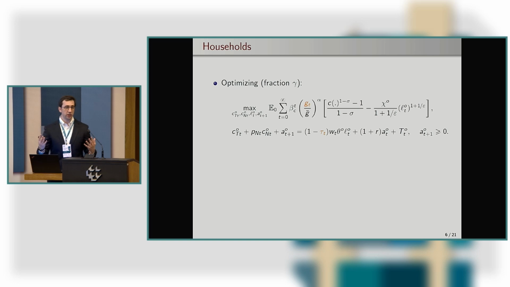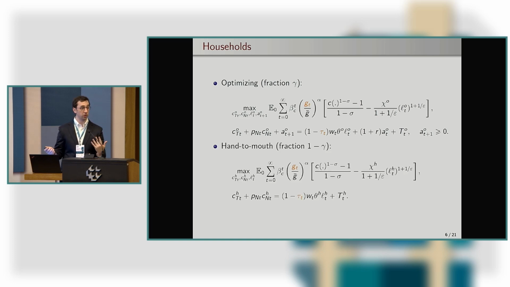Now, all of the agents are going to behave rationally and solve some set of problems. This is the problem for one set of households that are choosing their consumption of tradables and non-tradables, as well as labor and savings, to maximize the discounted sum of utility. They do that subject to this budget constraint. These agents, these optimizers, can save, can smooth their consumption over time.